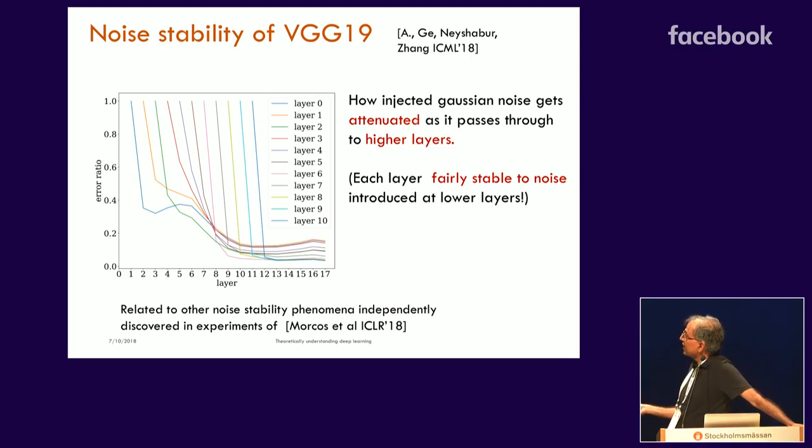What you see is that at the higher layers, this is the layer number, the injected noise gets attenuated very much. It started off being the same norm as the vector being computed at the layer, and it quickly got down to 20%, 10% of the vector computed at the higher layers. So what you find is that the deep net rejects the noise injected at the previous layers. This is also related to some other noise stability phenomena in an experimental paper at ICLR that was independent. So now you see that the deep net is very stable to noise injection.